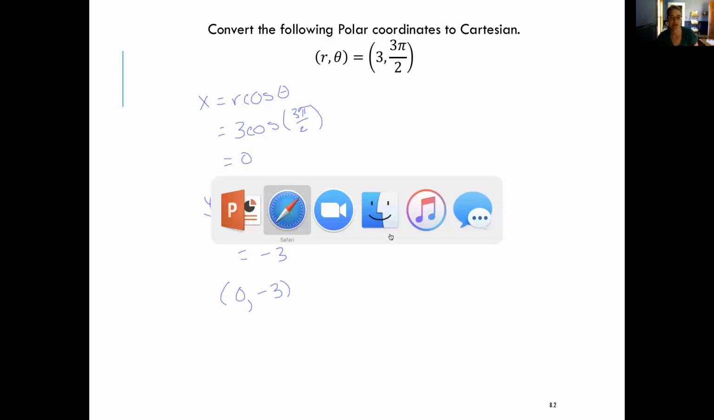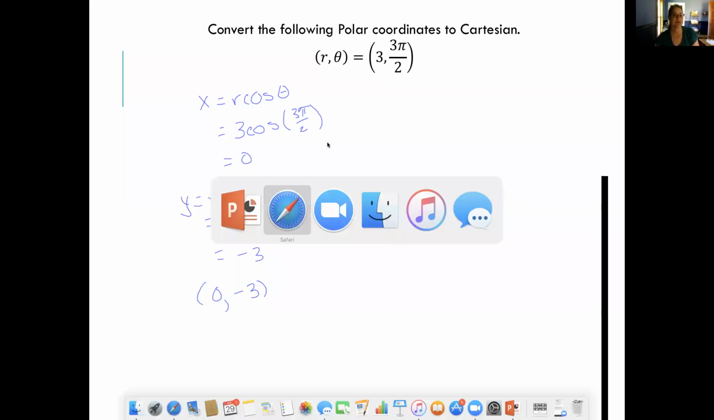Let's see how Desmos handles this. So let's put on the point.